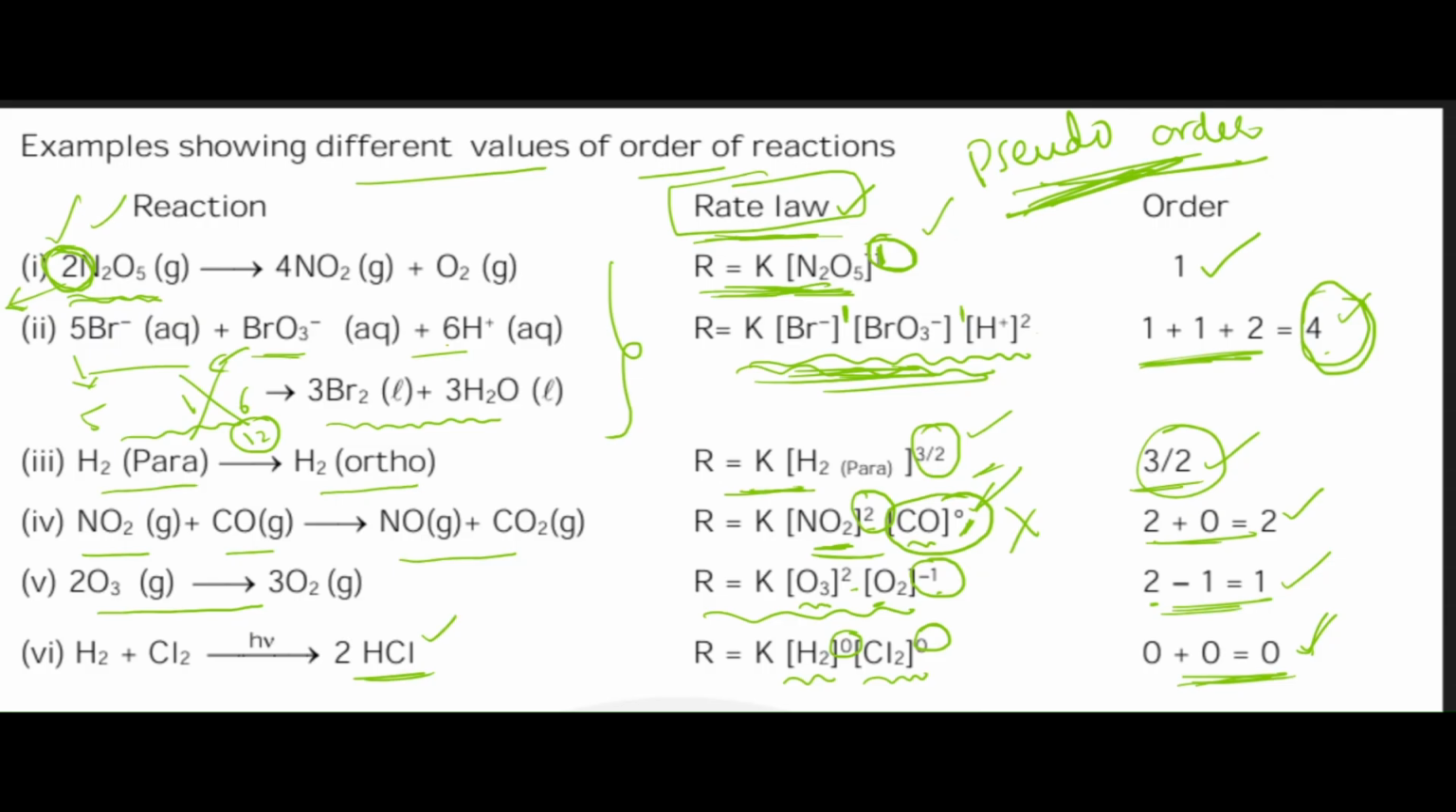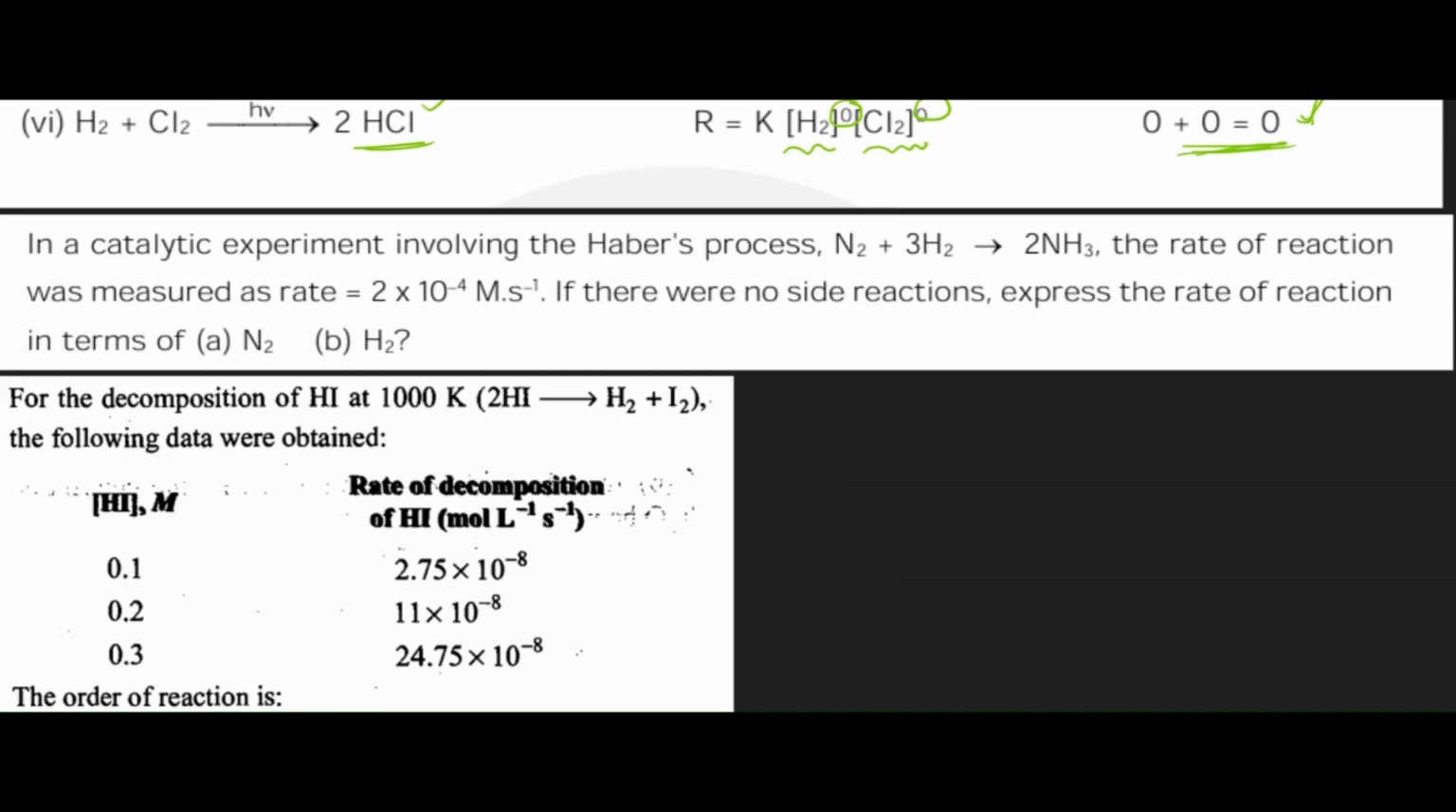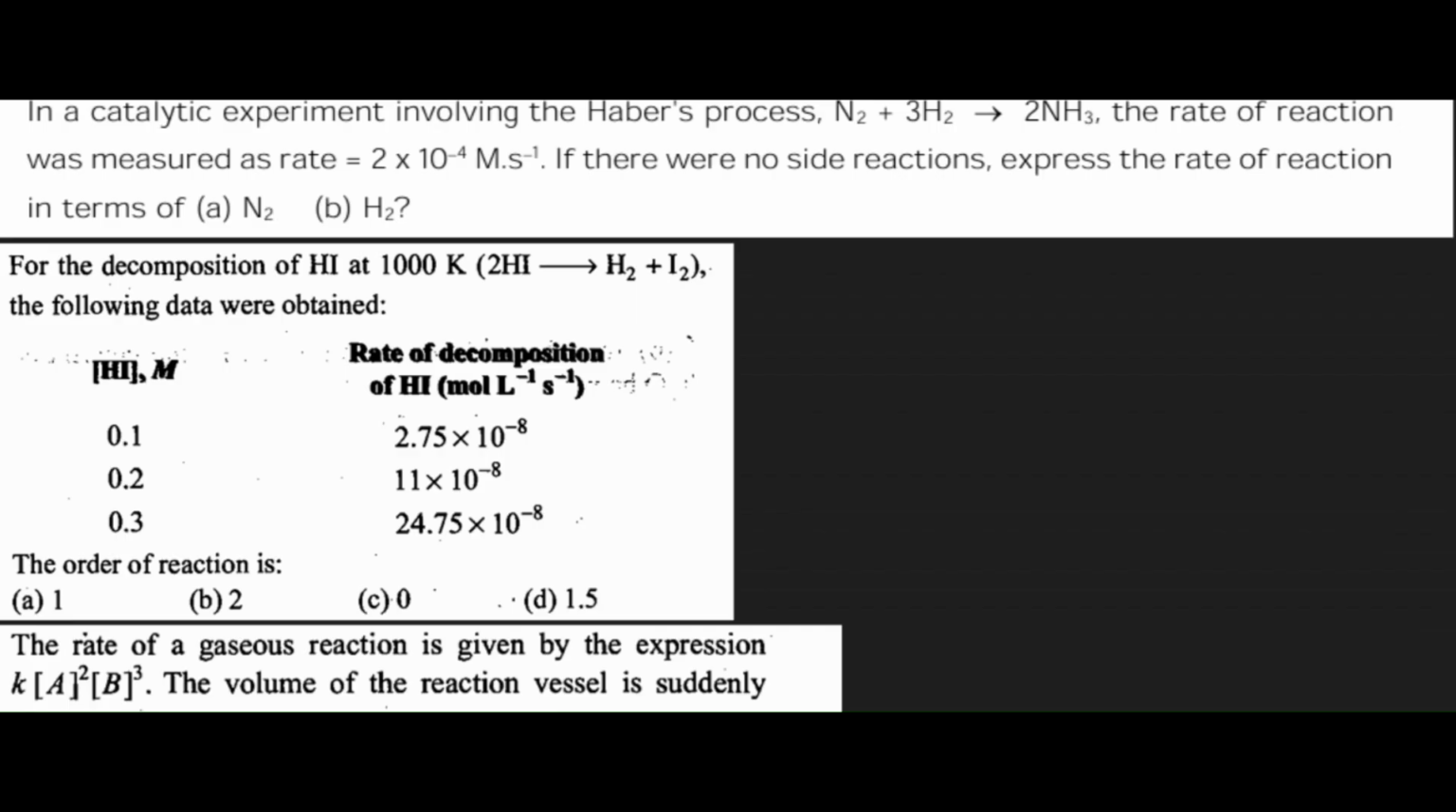Clear? Now let's see a few more examples of rate of reactions, how to calculate. Okay, now in a catalytic experiment involving Haber's process, we know that nitrogen when it undergoes reaction with hydrogen will give ammonia, right? So for this rate of reaction they have given, here I'm writing the solution, R equal to 2 into 10 power minus 4 molarity per second inverse, that means mole per liter per second.